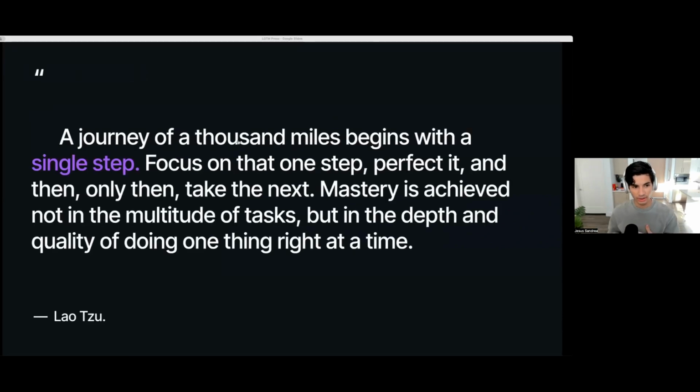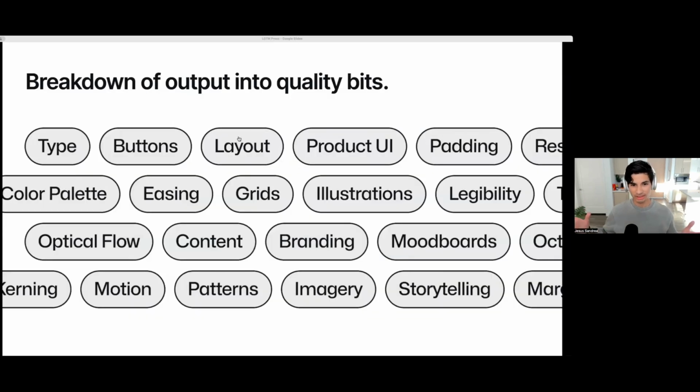Unlike this quote that goes, a journey of 1,000 miles begins with a single step, it goes into mastery, which is achieved not in the depth and quality of doing one thing right at a time. So what it means is that in order to achieve this level of quality, we needed to break things down and turn them into the best they can be. So we focus a lot on breaking down the output into quality bits.